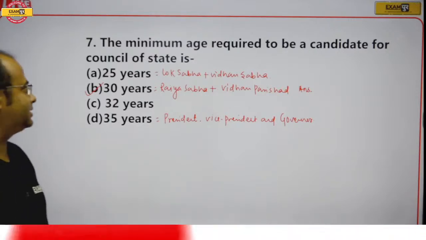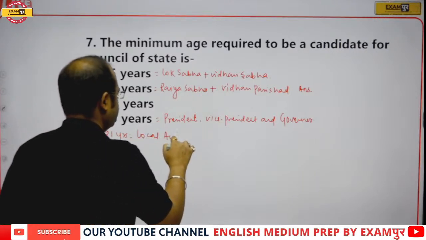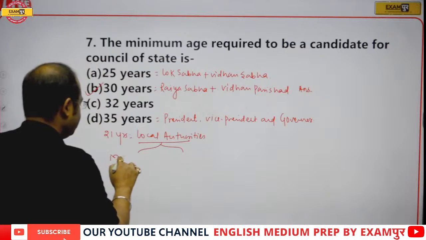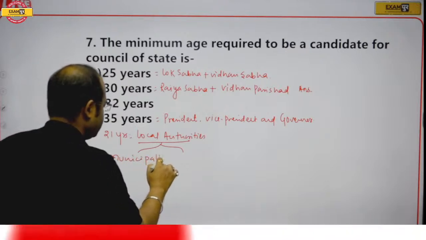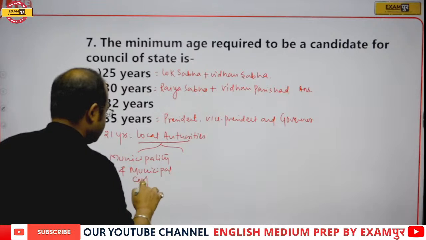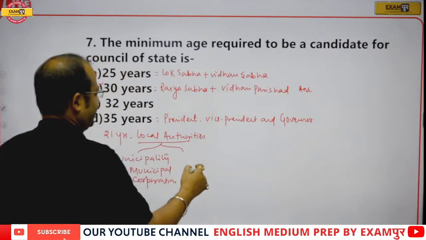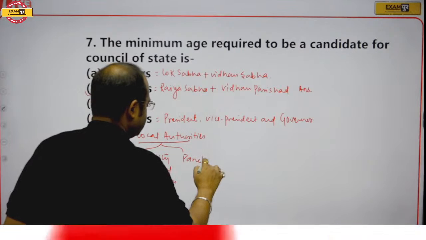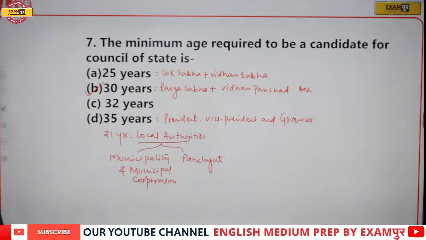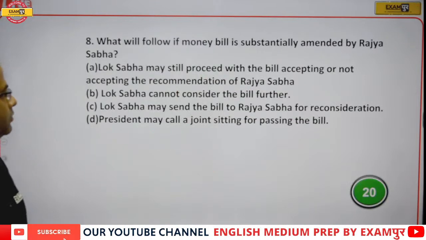Lok Sabha and Vidhan Sabha is 25 years, and 21 years is for local authorities, that is municipality, municipal corporation, and the panchayat. So the correct answer will be option B, 30 years, the minimum age required to be a member of Council of State.